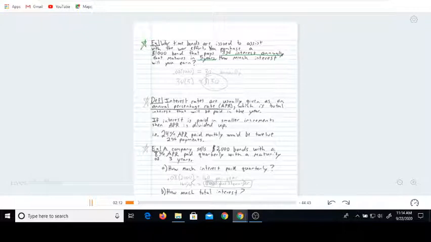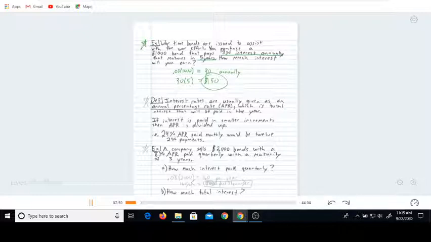Well, you're getting 3% of that $1,000, which is going to be, I believe, $30, which is $30 annually. So annually means each year. And you're going to get that each year for 5 years. So you will earn $150 in interest over the life of this bond. So you'll earn $150 in interest, plus you'll get your $1,000 back.